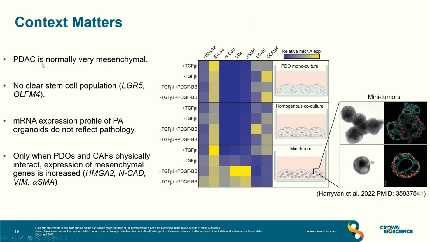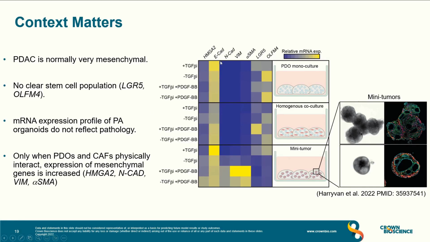So for example, PDAC, a pancreatic cancer subtype that is normally very mesenchymal and doesn't contain a very clear LGR5 or OLFM4 stem cell population. If you start looking at different ways of culturing cancer cells and co-cultures, so here we have organoid monocultures, organoid co-cultures with fibroblasts, but then they are just homogeneously added to the gel, and then a mini tumor type co-culture where the cells are first aggregated before plating, and so this looks a bit like these.